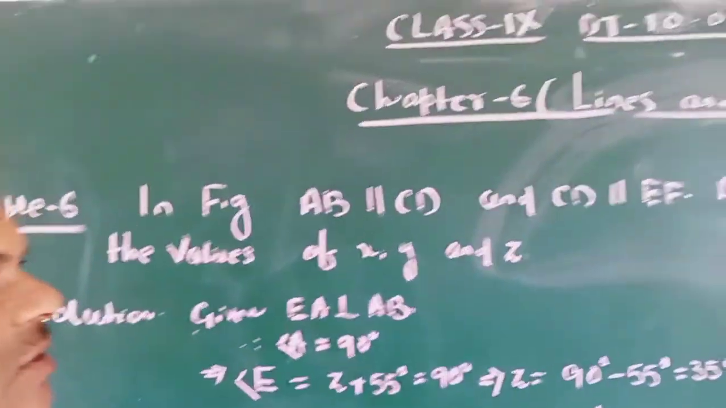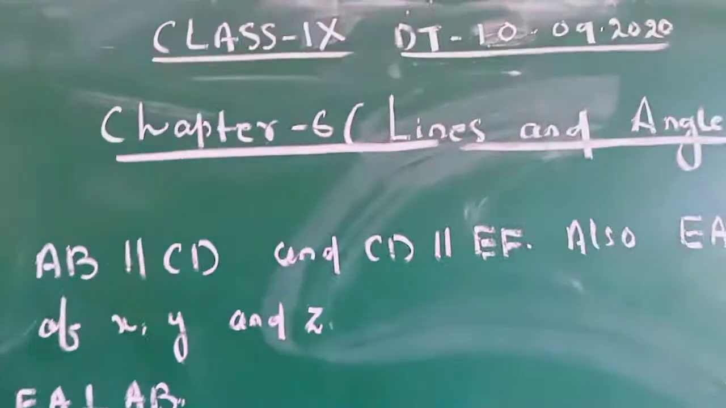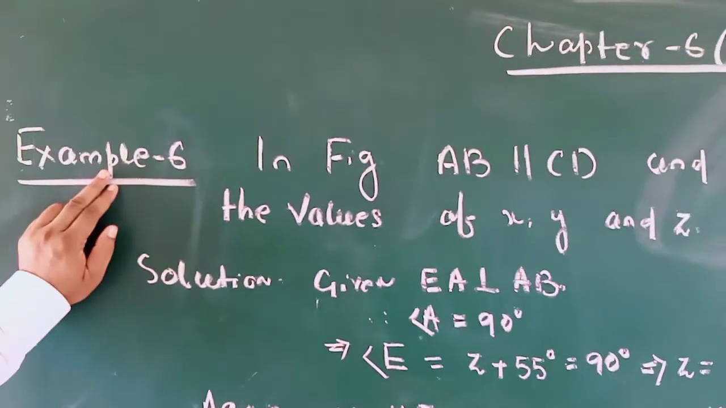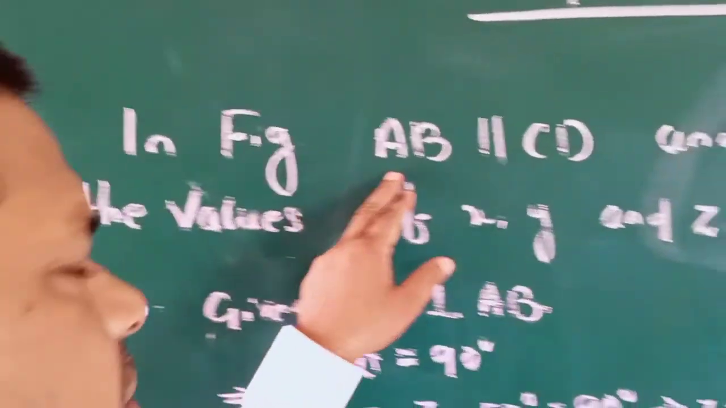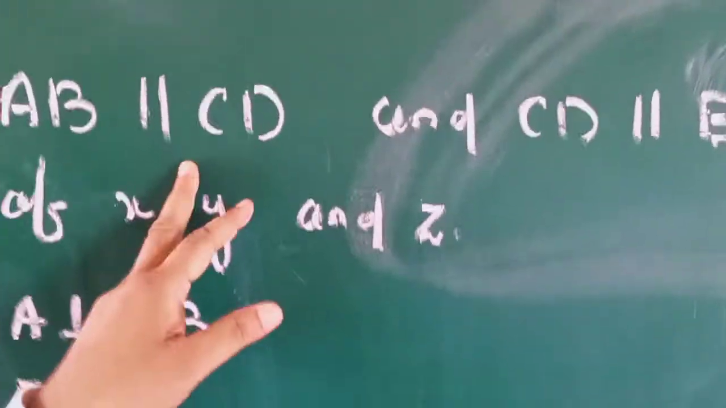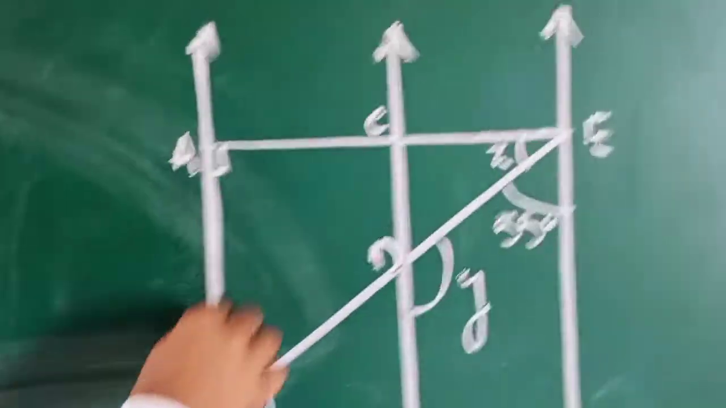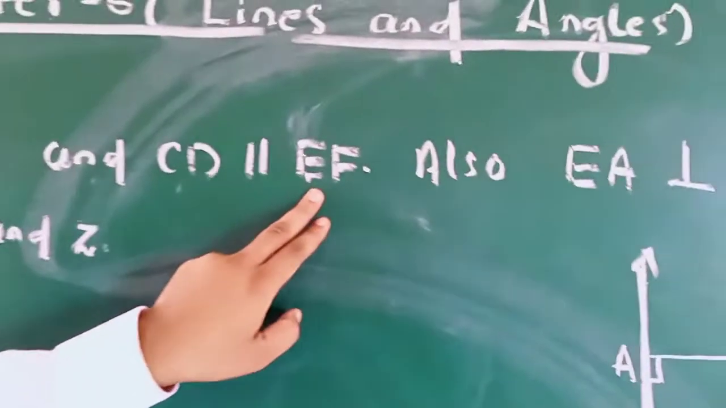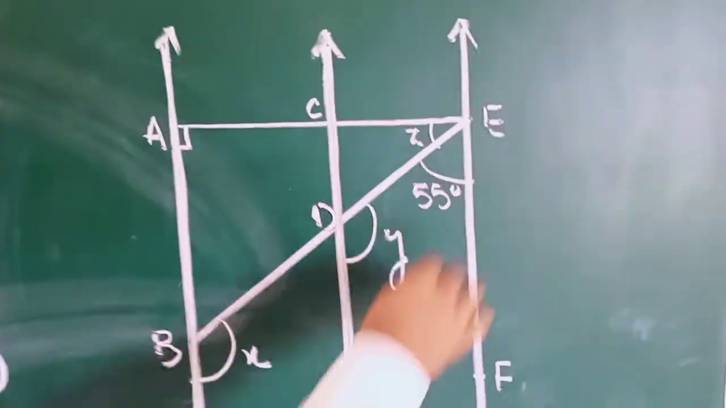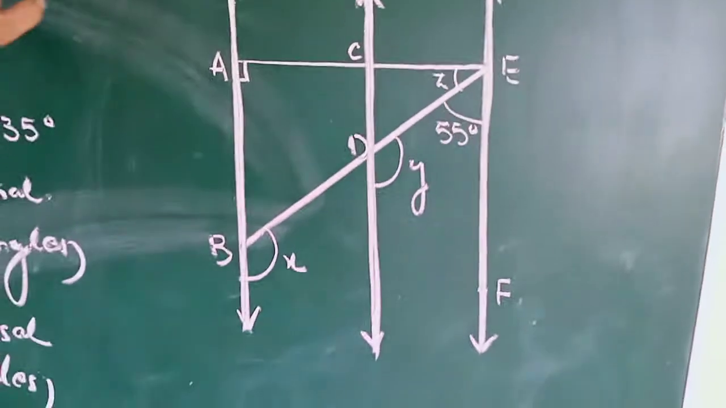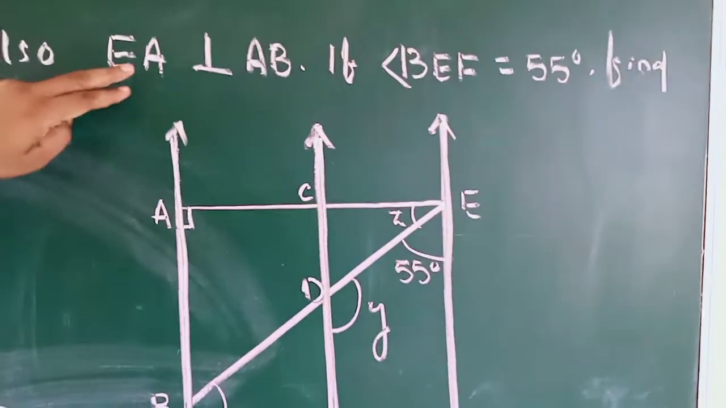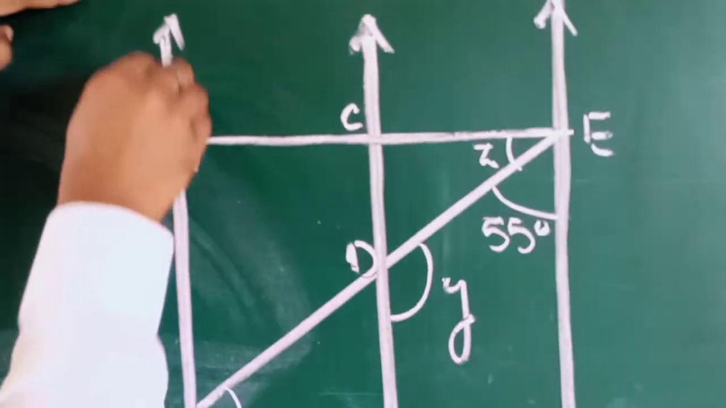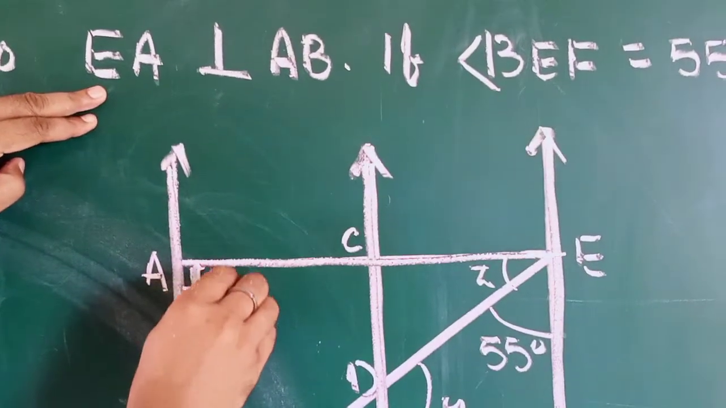We are discussing chapter 6, lines and angles, and today I will explain example 6. Here you see in the figure AB is parallel to CD, and CD is parallel to EF. Also EA is perpendicular to AB, which means this is 90 degrees.